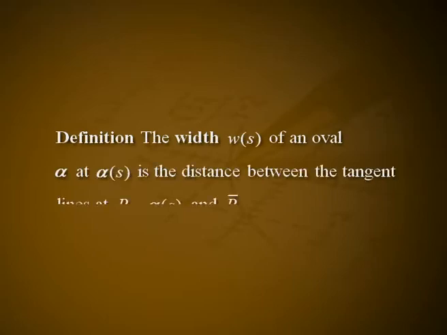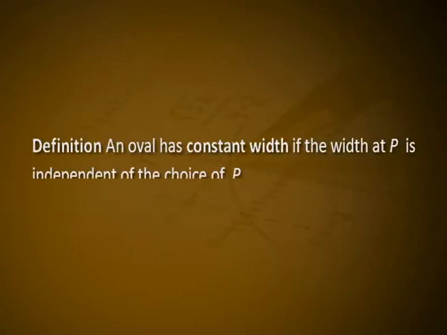Thus, given a point P on an oval, there is a unique point P bar, called the opposite point to P, such that the tangents at P and P bar are parallel and distinct. Definition. The width W(s) of an oval α at α(s) is the distance between the tangent lines at P = α(s) and P bar. Definition. An oval has constant width if the width at P is independent of the choice of P.